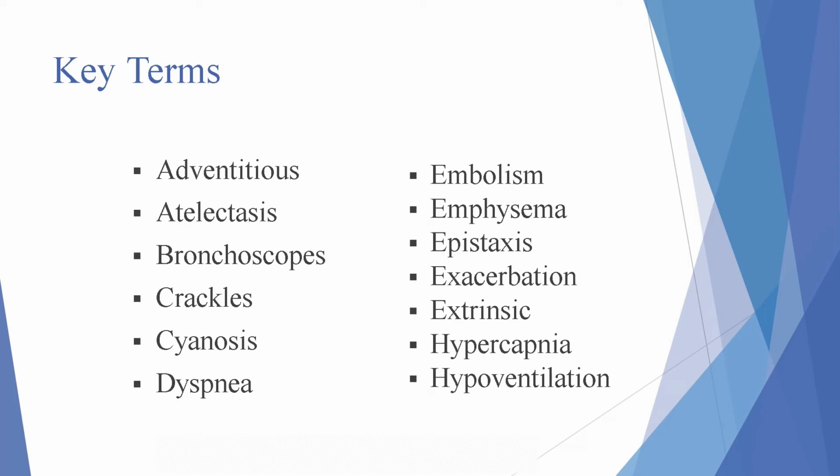Embolism is an obstruction of blood vessels by a foreign substance, blood clot, fat, or air, and this is within the lungs. Empyema is accumulation of pus in a body cavity, especially in the pleural space, as a result of an infection. Epistaxis, everyone, this is a nosebleed, hemorrhaging of the nose. Exacerbation is an increase in the severity of the disease or disorder, marked by an increase in signs and symptoms. Then we have extrinsic, anything caused from outside the body.